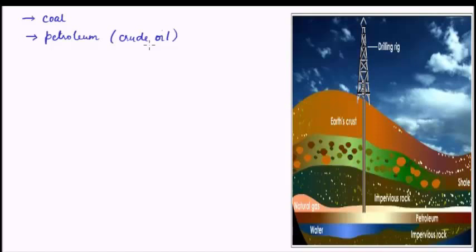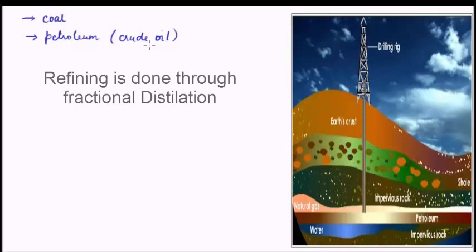Now the process which is used to separate the useful components of crude oil is called refining, which is done through fractional distillation. Basically, petroleum has different components which have different boiling points. So fractional distillation is utilized to separate the different components, and these components have slightly varying properties, and they are used as per their properties wherever they are suitable. So fractional distillation is the method to separate out the different components of crude oil.